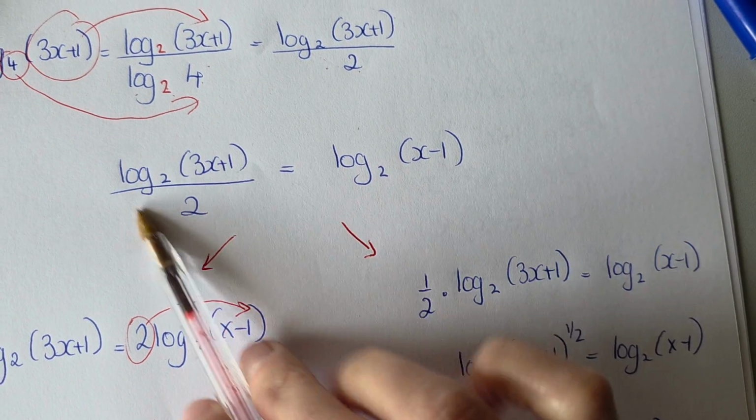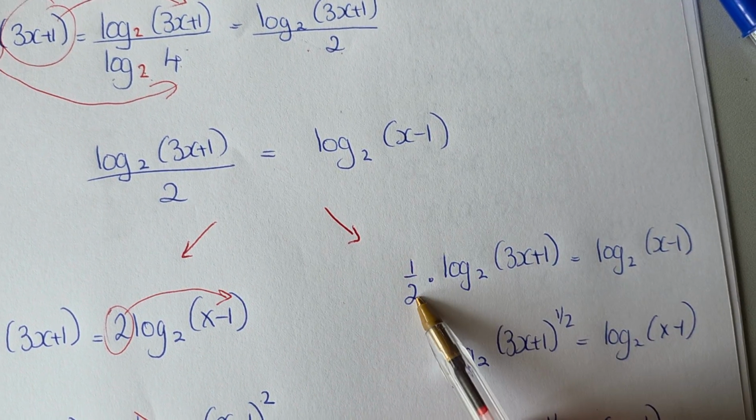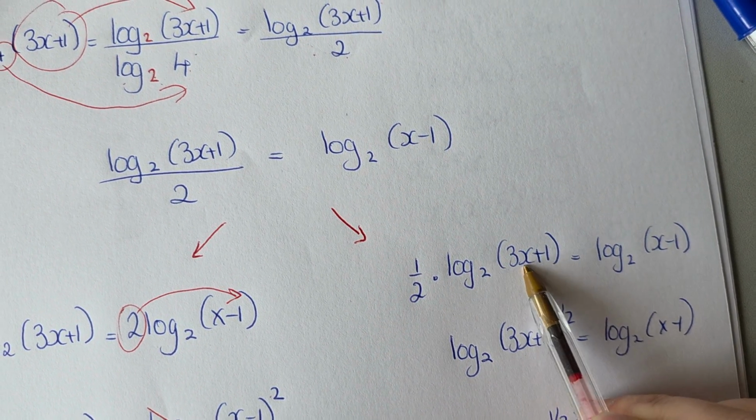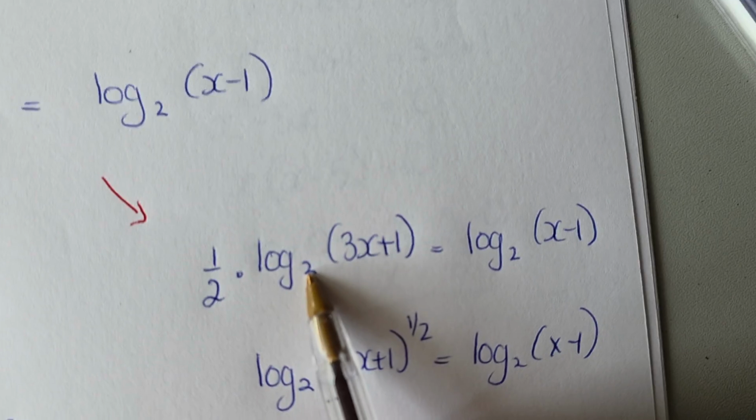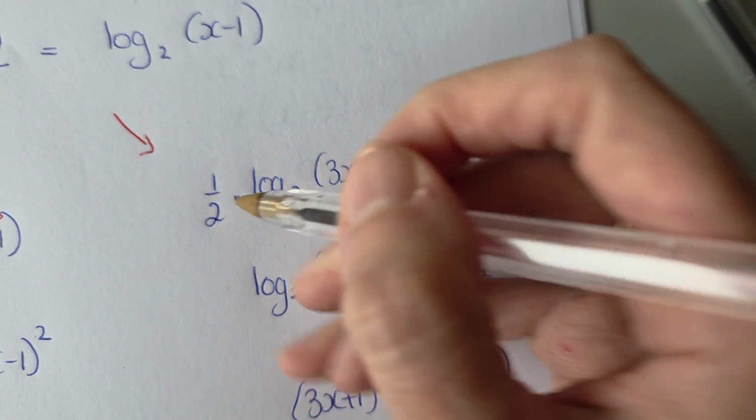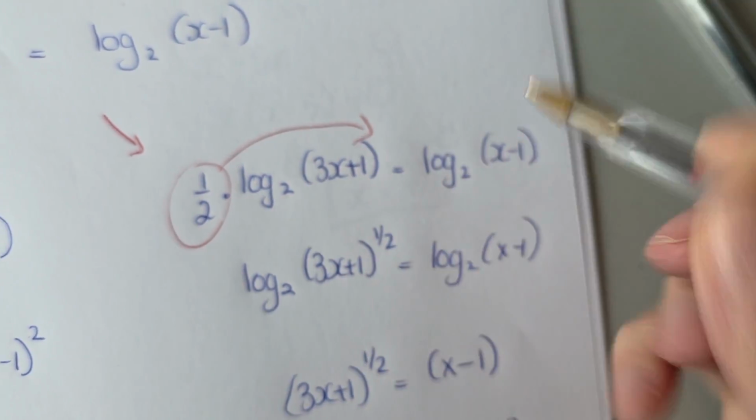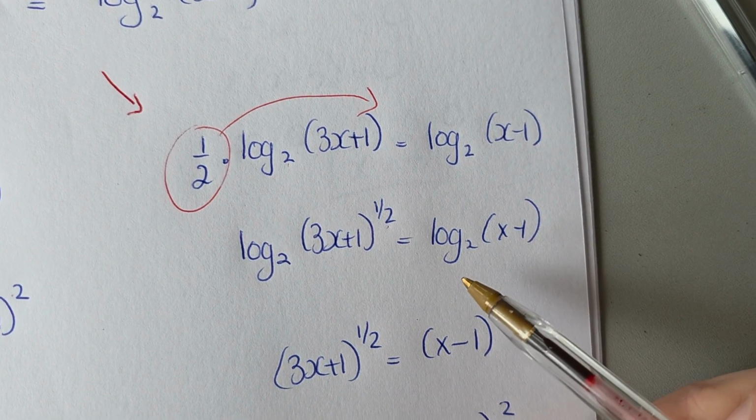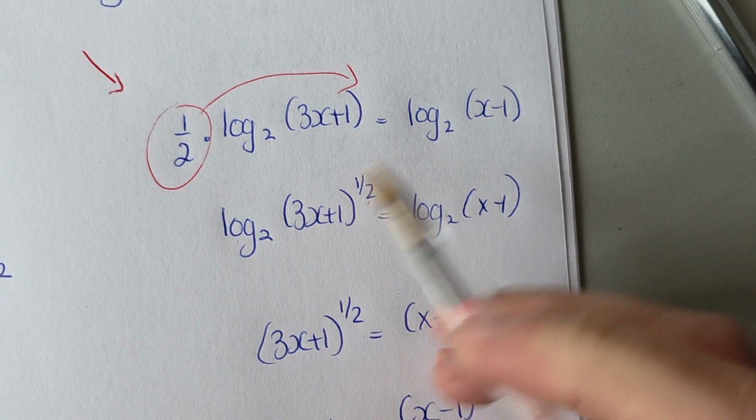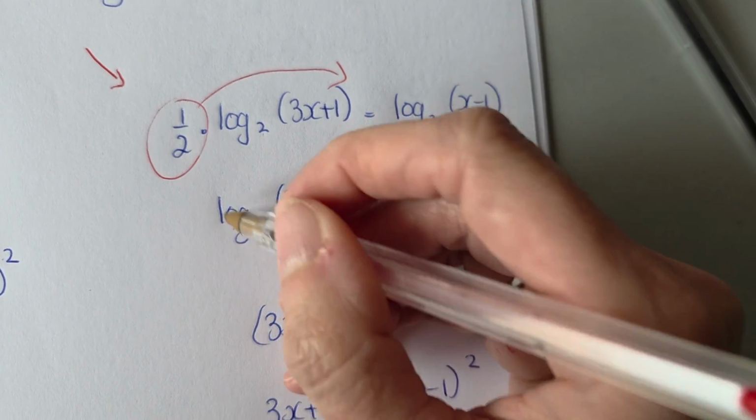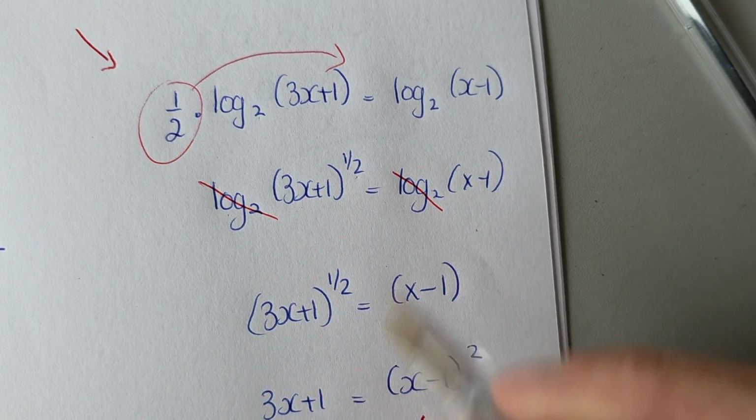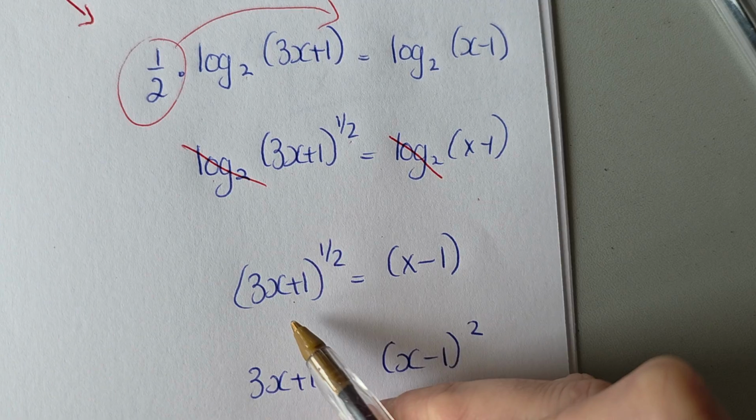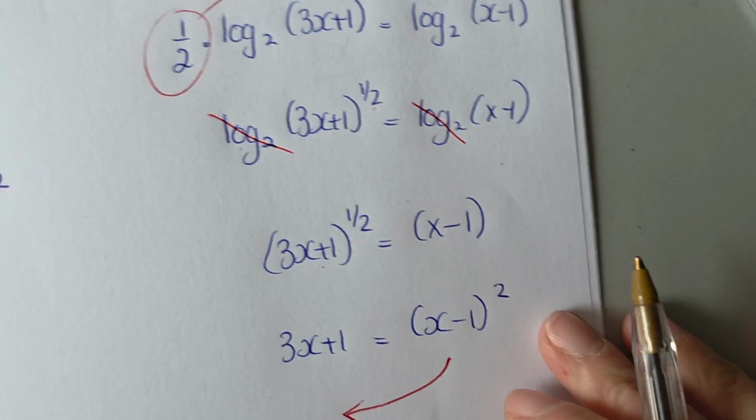So you could just rewrite this term as a half of log 3x plus 1 base 2, okay? And then if you write it like that, you could bring the half up and put it as a power on the bracket instead. Now at this stage, you have a log on both sides and they both are a base of 2, so you could drop the logs now. And then you're left with 3x plus 1 to the power of a half is equal to x minus 1.